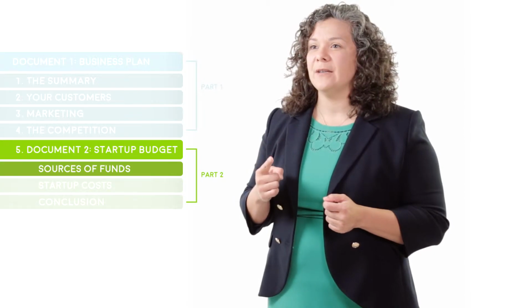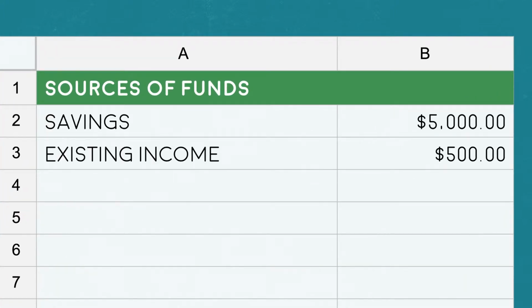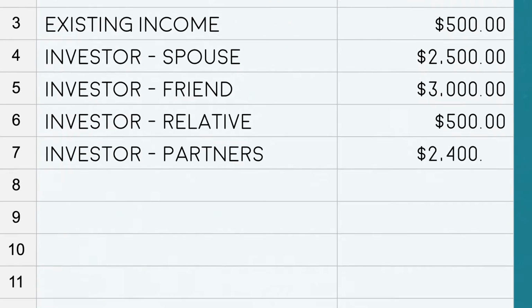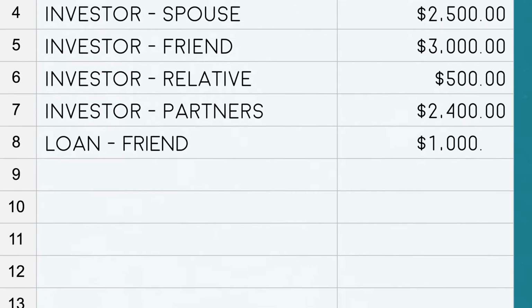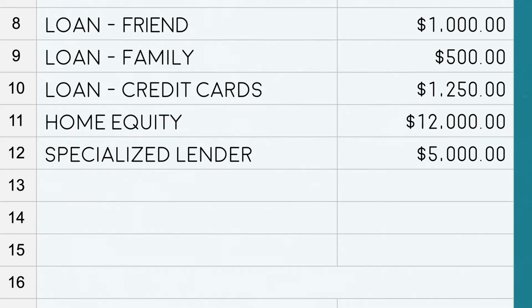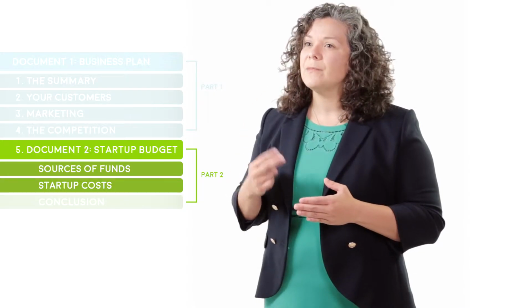First is sources of funds. Your first version of this spreadsheet should start with the sources of money you're counting on to open the doors of your business. Your first sources probably include your savings plus your income from an existing job. Next, do you have any startup funds from an investor? This could be a spouse, a friend, a relative. It could be from partners in the business, or it could just be from people who believe in you. If you plan to borrow money, be it from friends and family, credit cards, home equity, or a specialized lender, you'll want to list all of those loans as a source of startup funds. A quick function on your spreadsheet will tell you the total amount of money you have to work with before you get going.